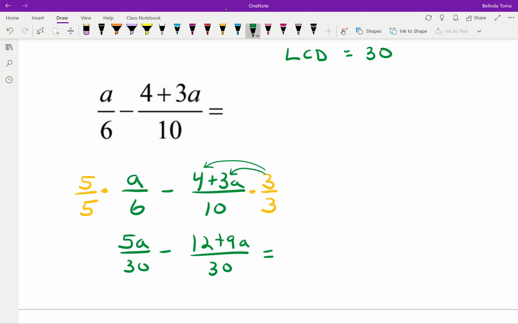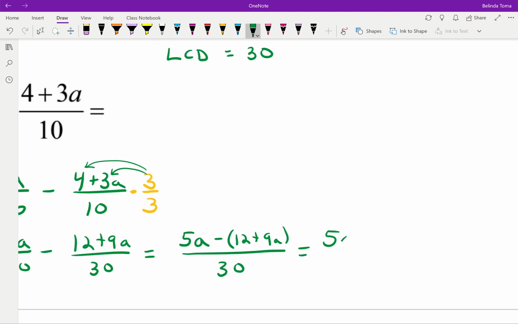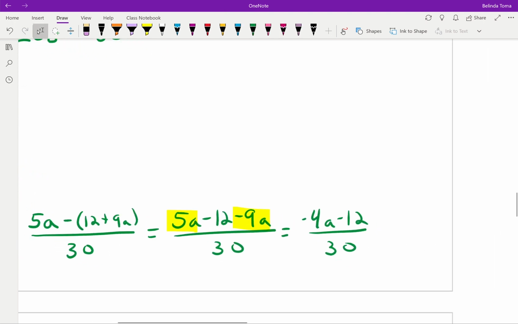So recall that this subtraction means that we're subtracting every term in the second fraction. So I like to use parentheses, or if you can just remember to distribute the negative, but that means that I'm going to end up with 5a minus 12 minus 9a over the common denominator. And now I'm going to combine my like terms. 5a minus 9a is negative 4a minus 12 over 30. So recall that we want to look to see if we can factor.